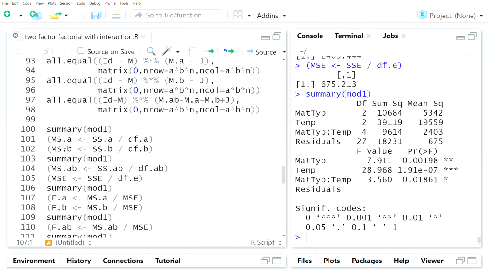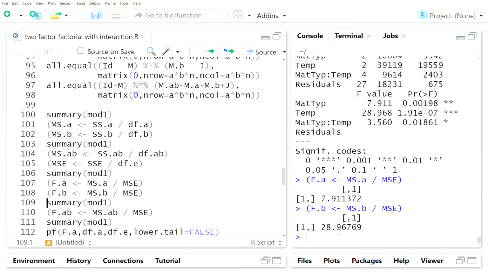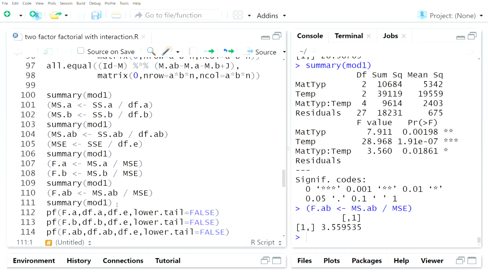Now the F test statistic is the mean square for factor A divided by the mean squared error. And so we get 7.9, and we get 7.9 right here. If we look at factor B, we get 28.96, and it's the same. So let's look at the F value for the interaction term. We get 3.559, which rounds to 3.560.